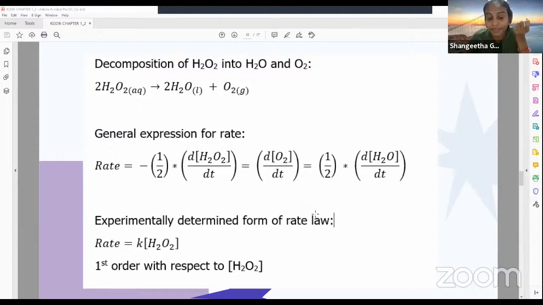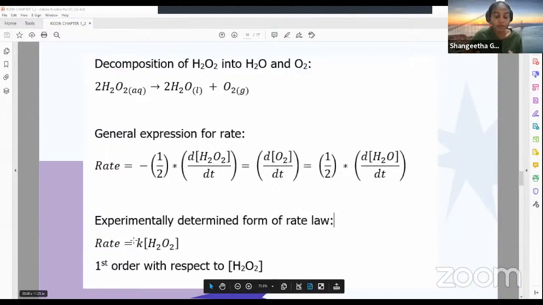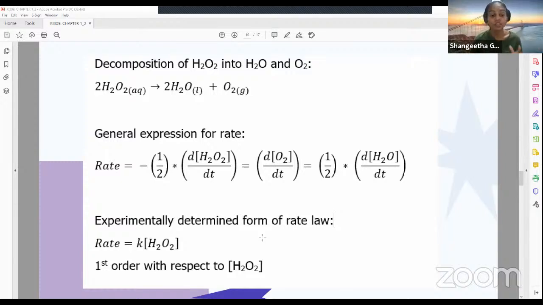However, if you were to experimentally determine the form of the rate law or rate equation, then it becomes different. When you talk about rate law or rate equation, we only consider the reactant, and you will put a constant. Now, in this instance, it's already told that by experiment, it is first order with respect to H2O2. A different experiment will be different, but for this particular experiment, the information is already given to you that it is first order with respect to H2O2.